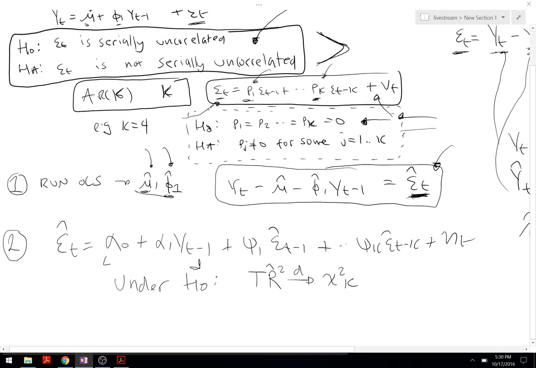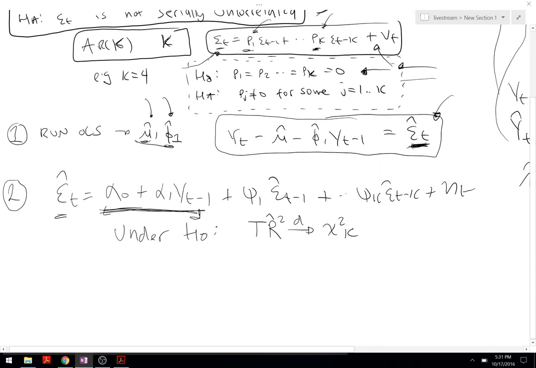So in the Breusch-Godfrey LM test auxiliary regression, you regress the estimated residual on all of the included variables in our model. In our case, we've just done an AR1. But if we had an AR(p), it would include all the way back to yt minus p. Then we include all the lags of our estimated shocks up to the specified level of the test, k here.